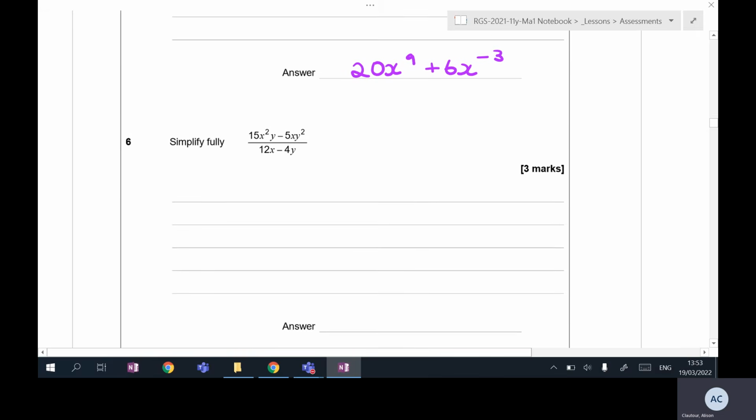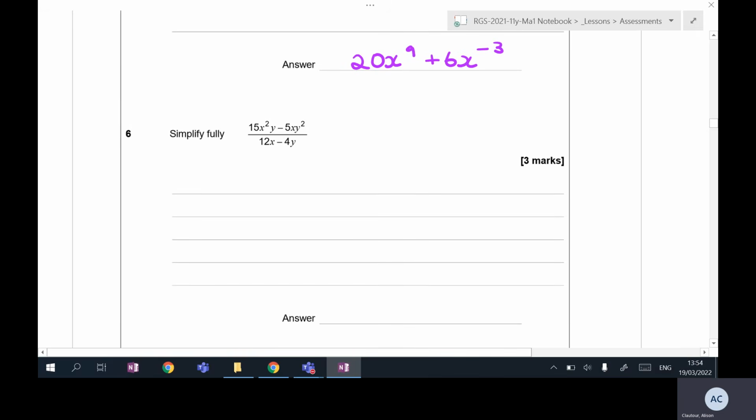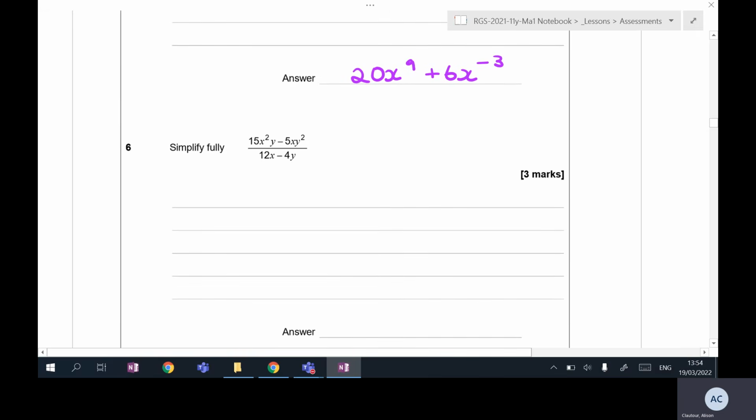So have a go at number 6. So number 6 is an algebraic fraction, something you could see in a GCSE paper. So we're going to factorise. So on the top, I can take out 5. So look separately at the numbers, then the x's, and then the y's. So if I look at my numbers, I can take out 5. In my powers of x, I've got an x and an x squared, so I can take out an x. And I've got a y and a y squared, so I can take out a y.